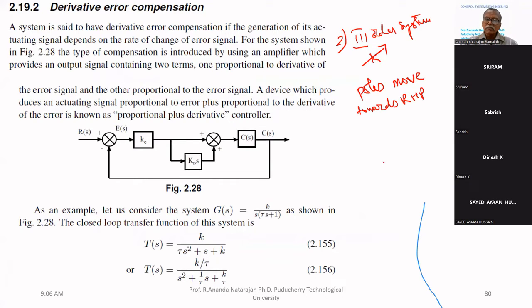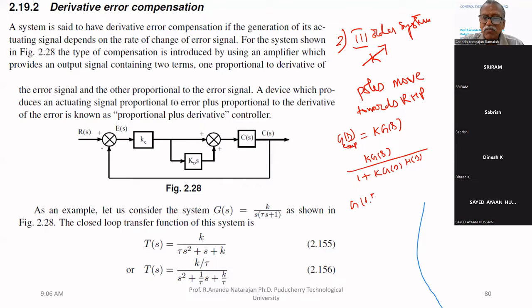We know that suppose I have an open loop transfer function K G of S. If you find the closed loop transfer function for the compensated system K G of S, it is K G of S upon 1 plus K G of S H of S. But for a unity feedback system, H of S equals 1.